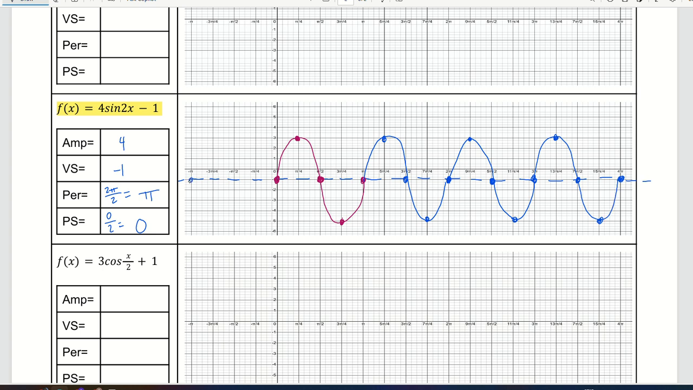Let's work backwards. Distance of pi, directly in between is a midline crossing, in between these two is a peak, in between these two is our trough. Just notice that all the peaks are aligned, all the troughs are aligned, and all the spacing is even. There's not any section of this that's more squished in than any other section.